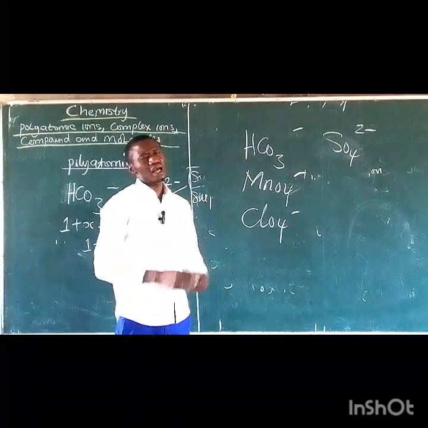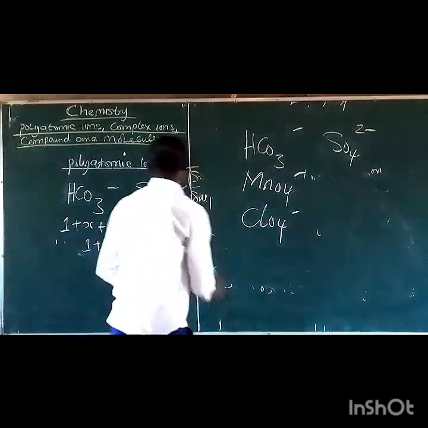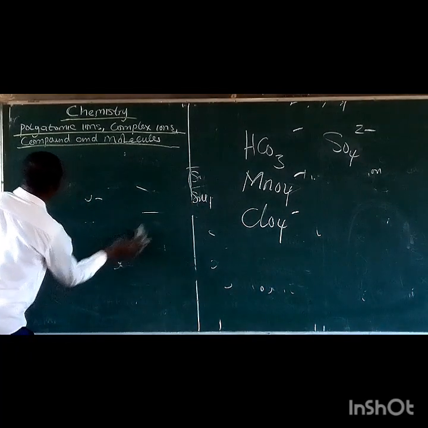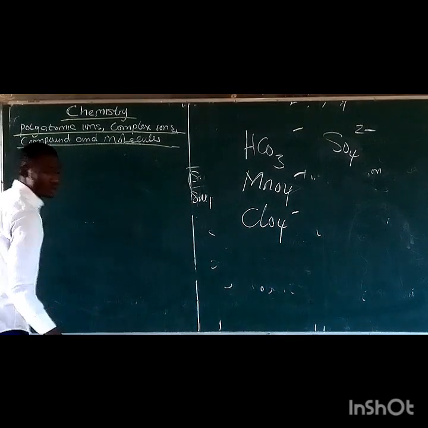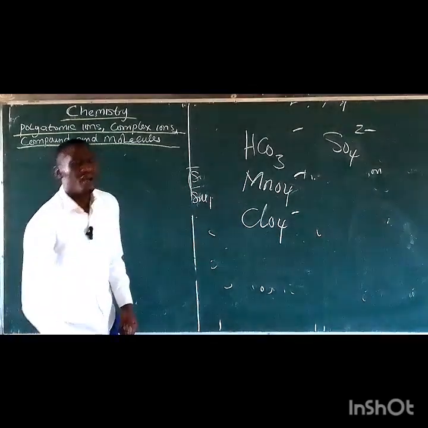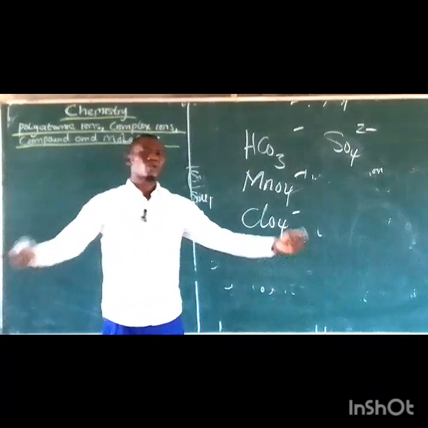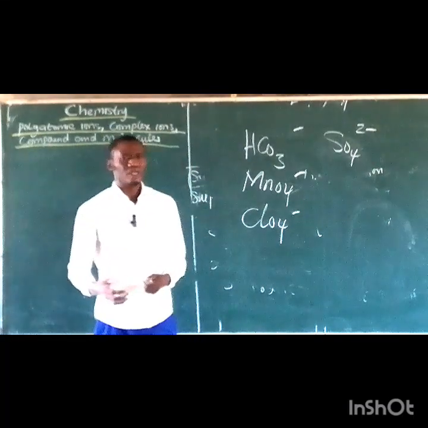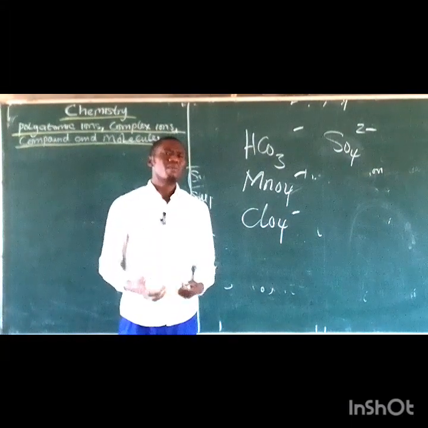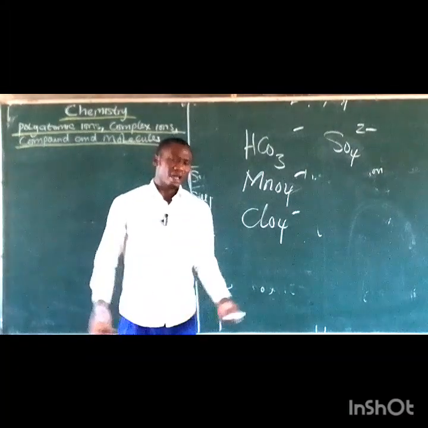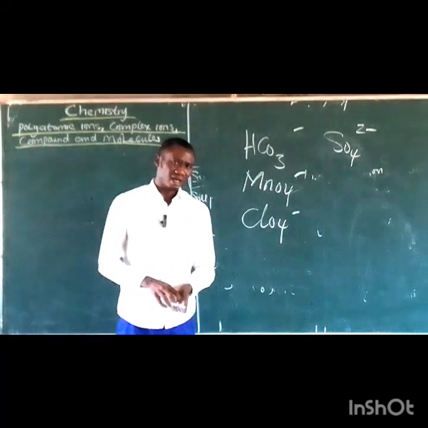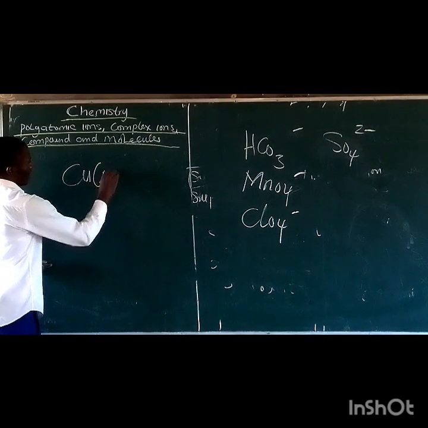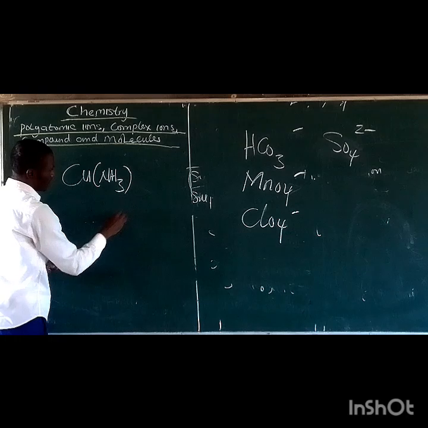Now let's go to complex ions. The next in view is the complex ion. Now, what is a complex ion? A complex ion has a central metallic atom, and it is surrounded by ligands. Look at this example: this is copper, and this is the ligand, ammonia.